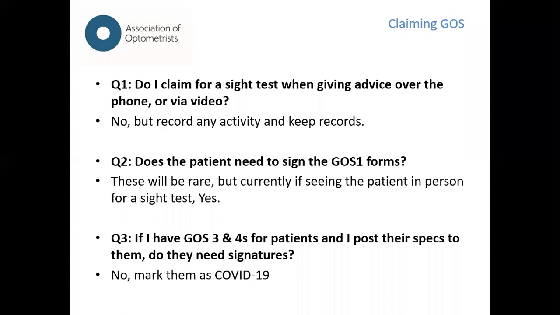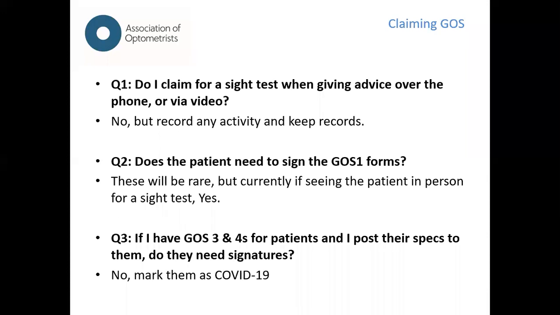If you're just giving a patient some general advice, you don't need to be submitting GOS1 for those, but it's important to keep the record of it so that if at any point somebody does raise any questions, you can demonstrate what's been going on. And also it's very important, I think, for the profession, just so that we can demonstrate all the things that we do that aren't necessarily just about sight testing.